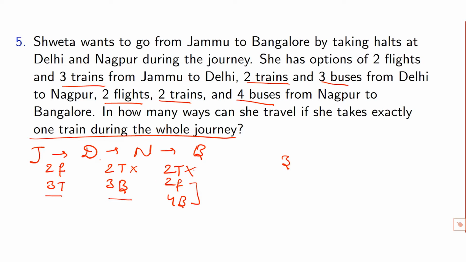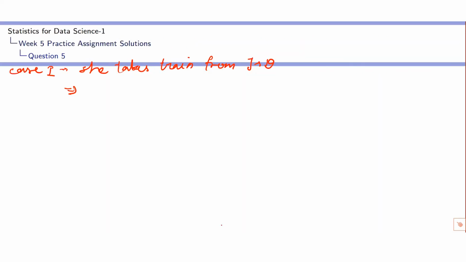So the total number of ways she can travel if she takes train from Jammu to Delhi will be equal to 3 into 3 into 6. That is 3 into 3 into 6, which will be equal to 54 ways.